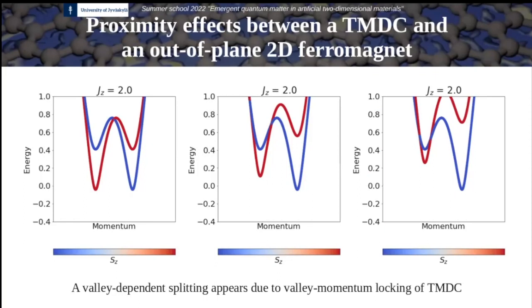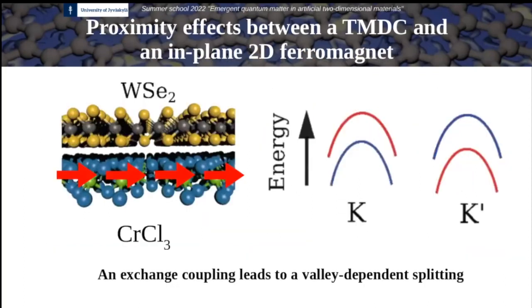So if you're in this situation, all your electrons will belong to one of the valleys, and therefore all your currents will be valley polarized. And now the interesting thing is that since we have spin orbit coupling, different types of magnetizations can have different types of effects. So let us now consider a different two-dimensional ferromagnet, chromium trichloride, which is a van der Waals ferromagnet, but now it has in-plane magnetization.